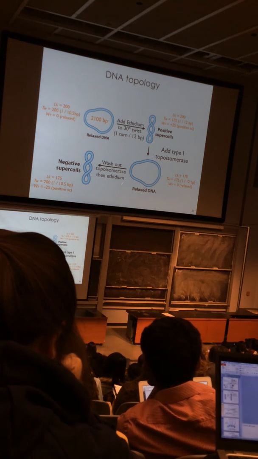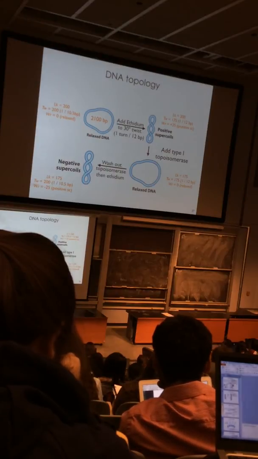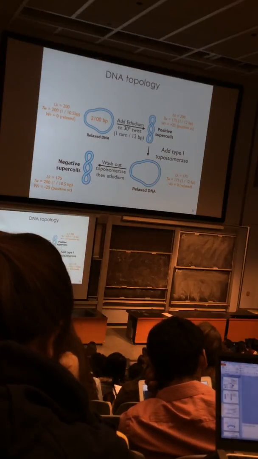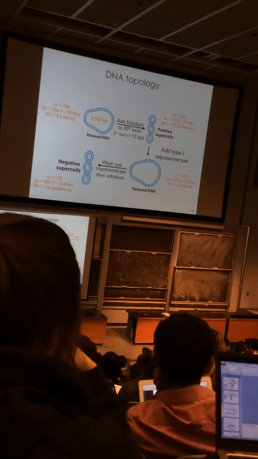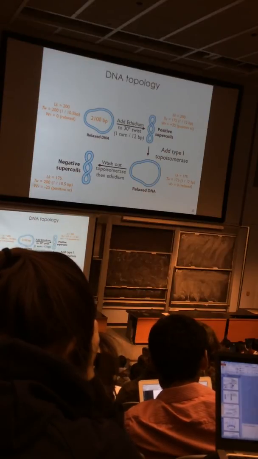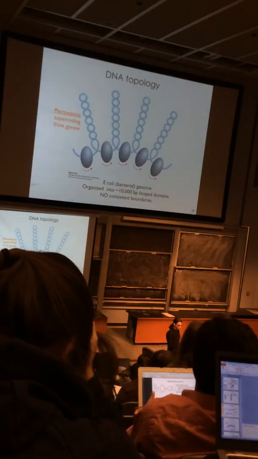And then if we remove both of these, it would actually snap back into a negatively supercoiled state. So we've now removed the ethidium, returned it to this negatively supercoiled state as it underwinds. DNA in bacteria, I mentioned, is negatively supercoiled.